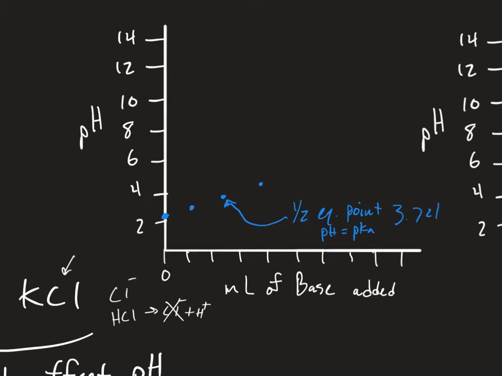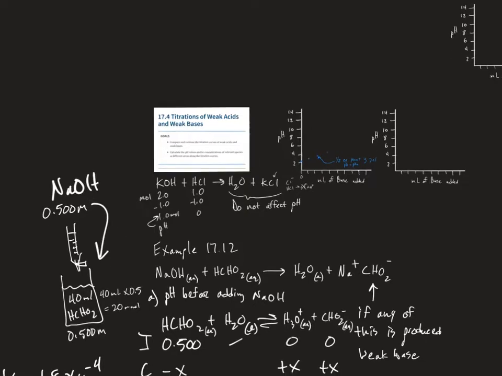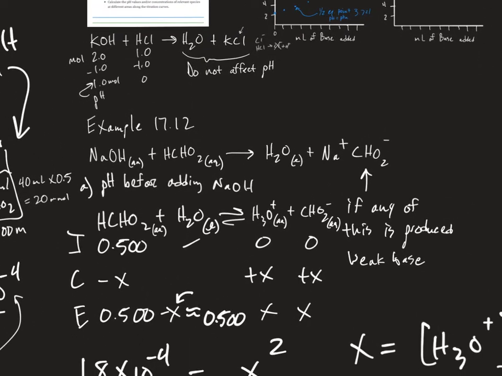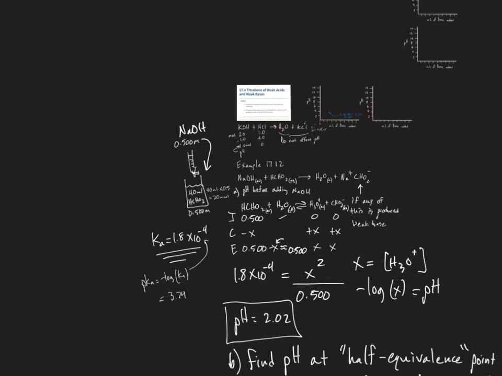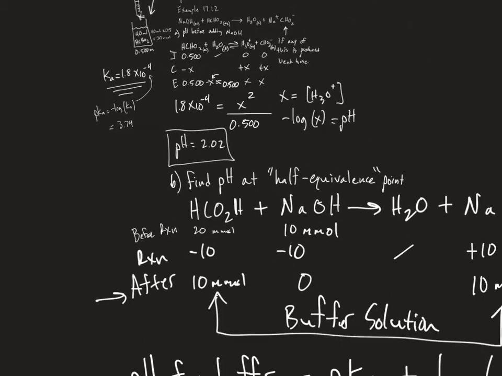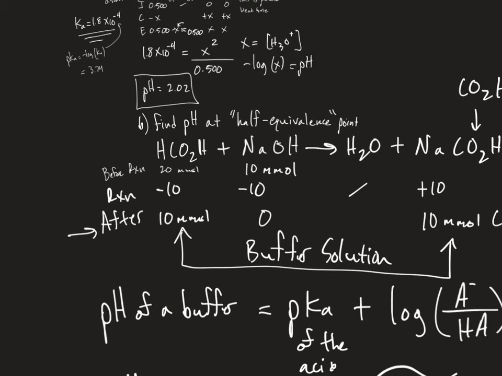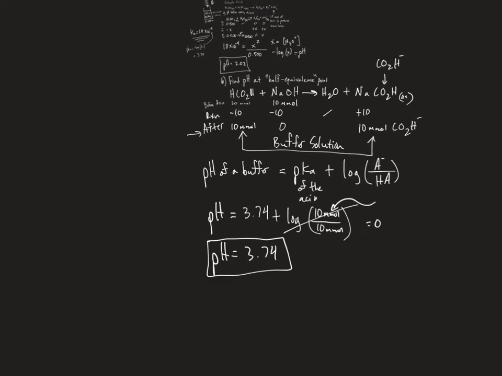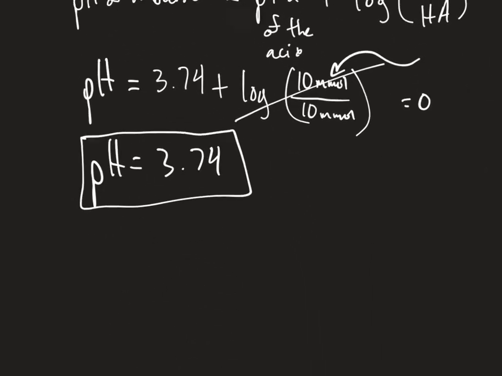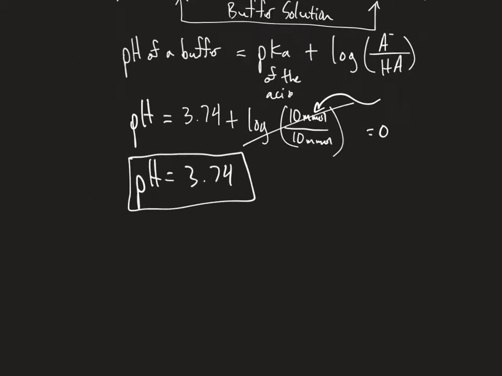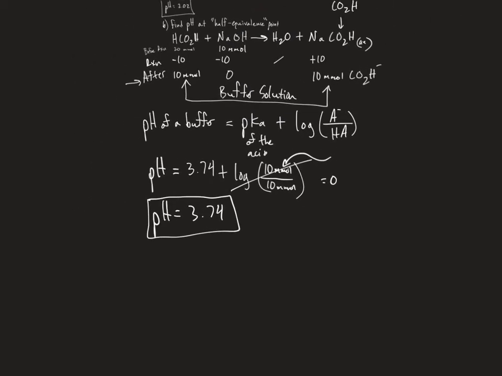Okay, let's go back to the problem. A again was the pH before any NaOH was added. B is the half equivalence point. Okay, C now asks us, what is the pH at the equivalence point in this case?